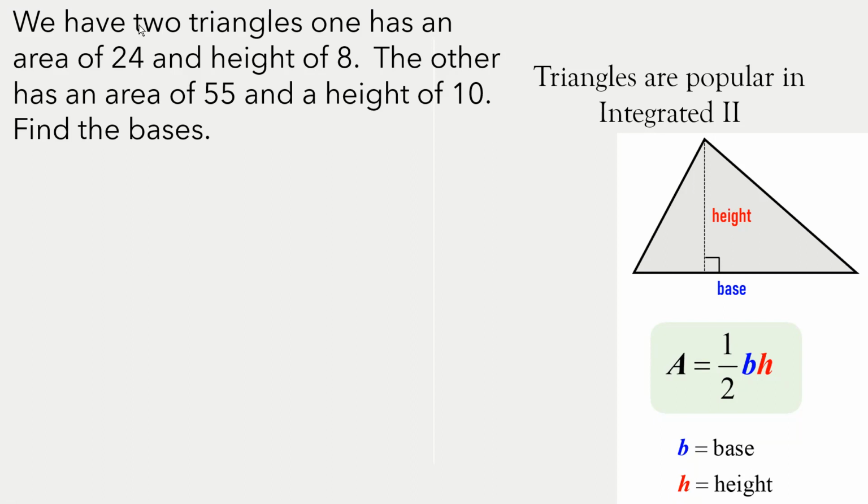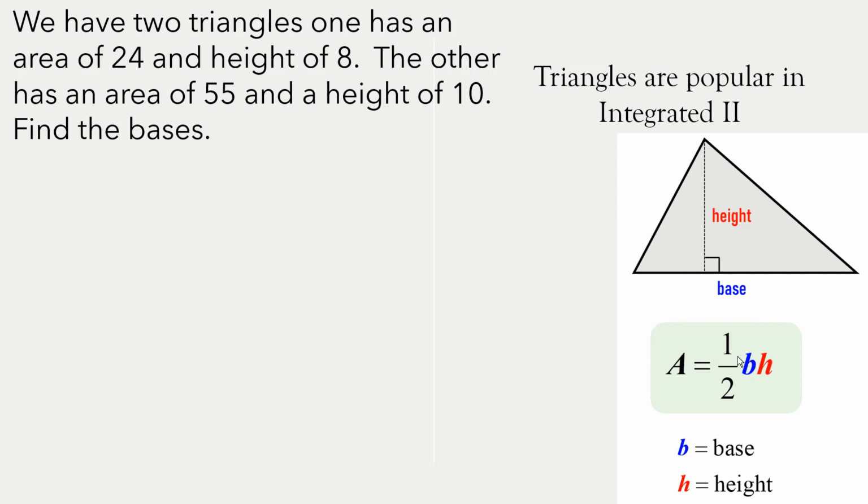So we have two triangles. I'm going to take this, pop it over here. Notice there's two of them. One has an area of 24 and a height of 8. The other has an area of 55 and a height of 10. Find the bases. The area of a triangle, and triangles are very popular in grade 2, is 1/2 base times height. So we have the formula to find the area right now.